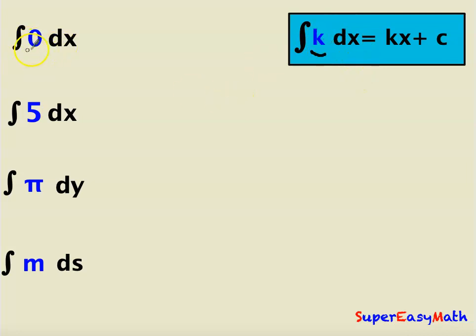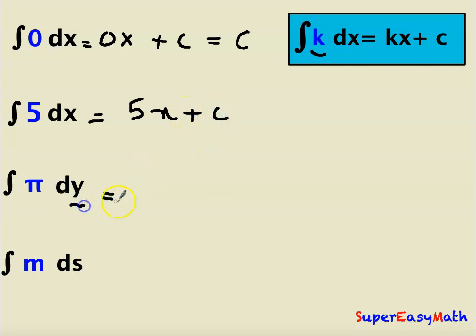For example, integral of 0 dx, so we will just put x to the constant, so it's 0x plus c, so it's c. The same for integral of 5 dx, so we will put x to the constant, it will be 5x plus c. Here the variable is y, so it's pi y plus c, and the last one equals m, and the variable is s, so ms plus c.